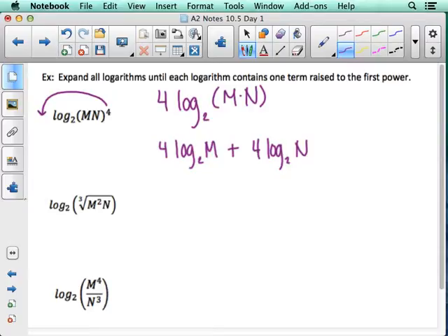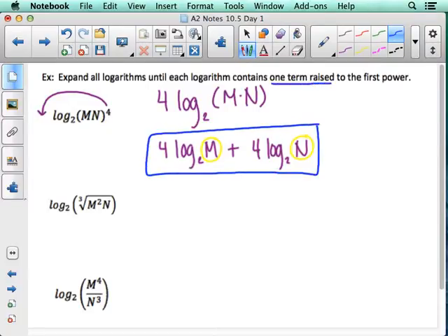So each logarithm contains one term raised to the first power. So here's my one term raised to the first power. Here's my one term raised to the first power. So this is my final answer here. Okay, one term raised to the first power. That's how you know you're done.